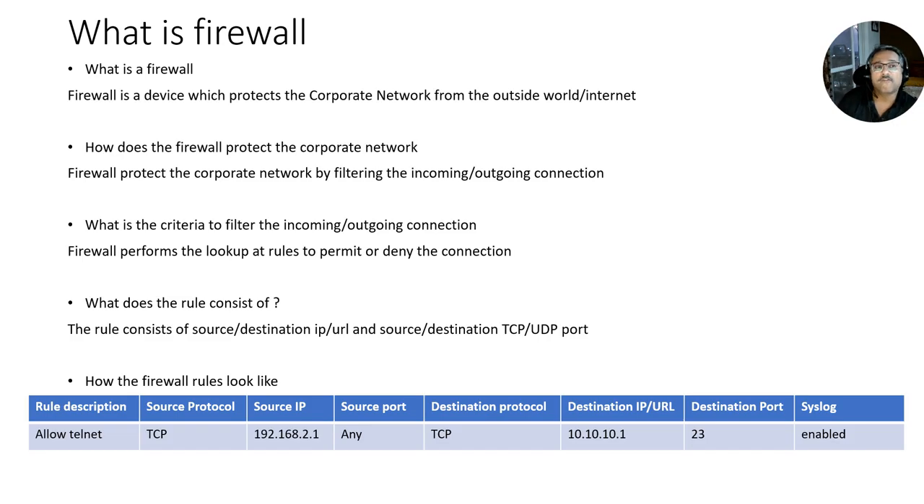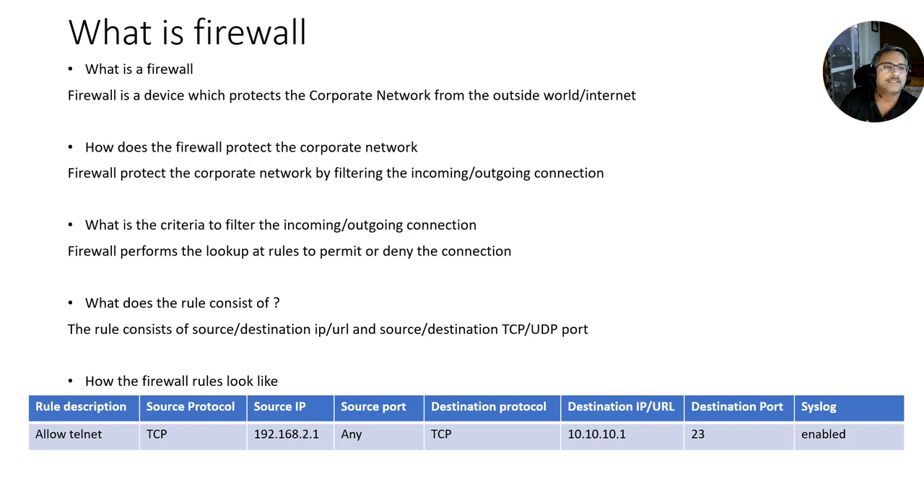So how does the firewall protect a corporate network? It protects the corporate network by filtering the incoming or the outgoing connection. So what do you mean by filtering the incoming and outgoing connection? Filtering means you will allow only what is needed, or you will filter out what is not needed. This is how the firewall gives the basic protection to your corporate network.